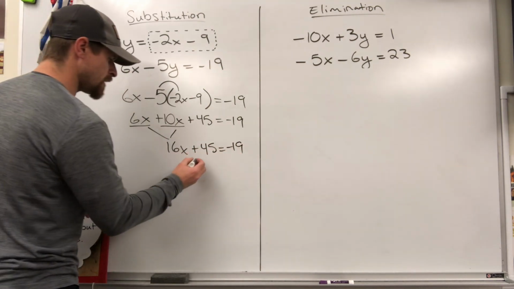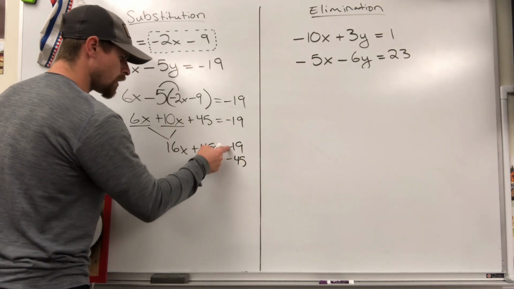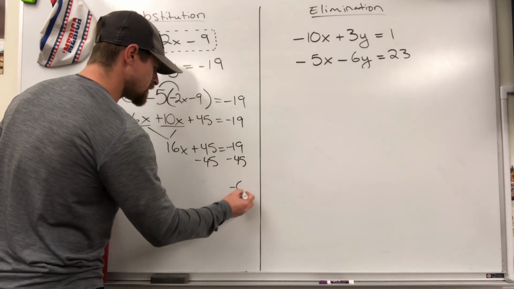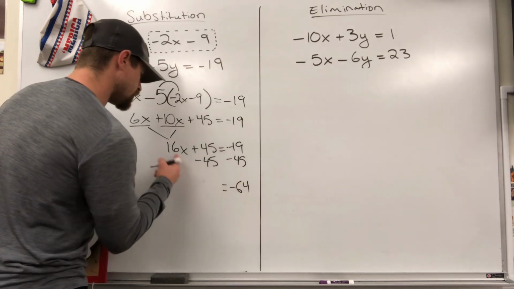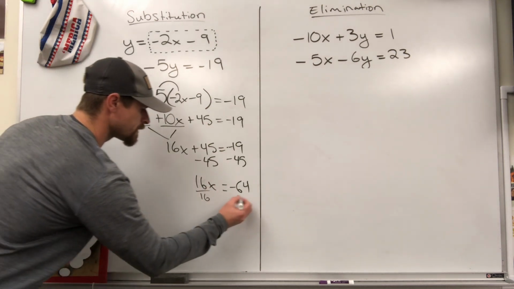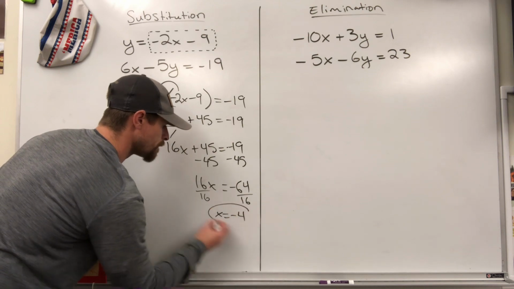We're in a two-step equation. We're going to take 45 away. Take 45 away from negative 19. We're already at negative 19, going further down. That's going to take us all the way to negative 64 is equal to 16x. Divide, x is equal to negative 4.